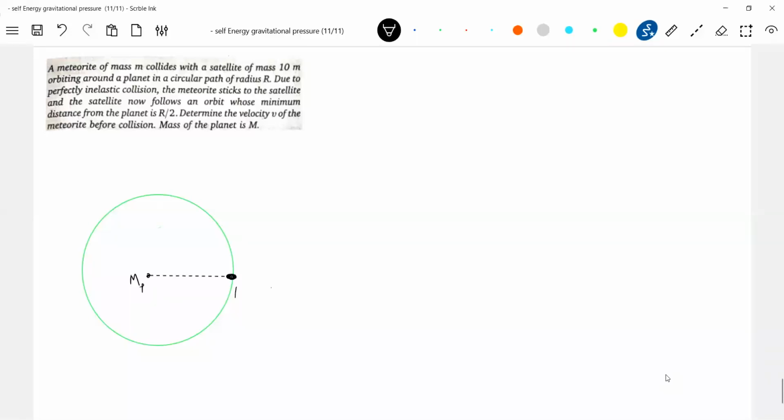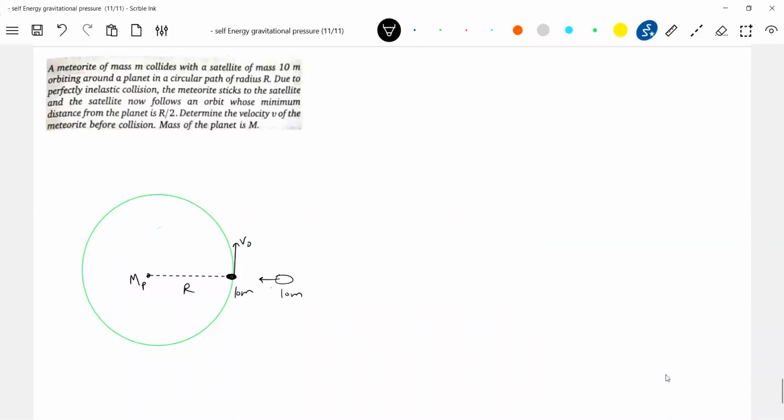A satellite of mass 10m is moving with orbital velocity v0 in a circular path of radius R around a planet. There is a meteoroid of mass 10m that collides and gets stuck to it, a perfect inelastic collision.